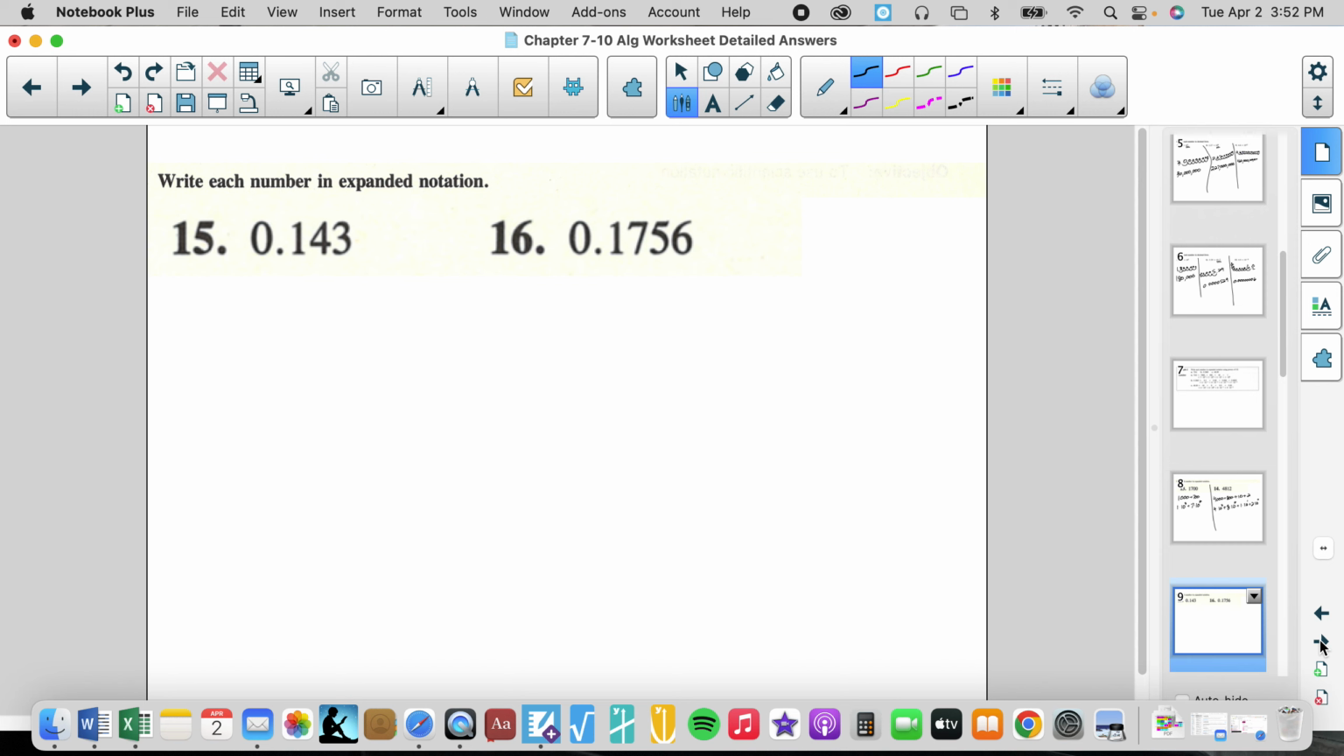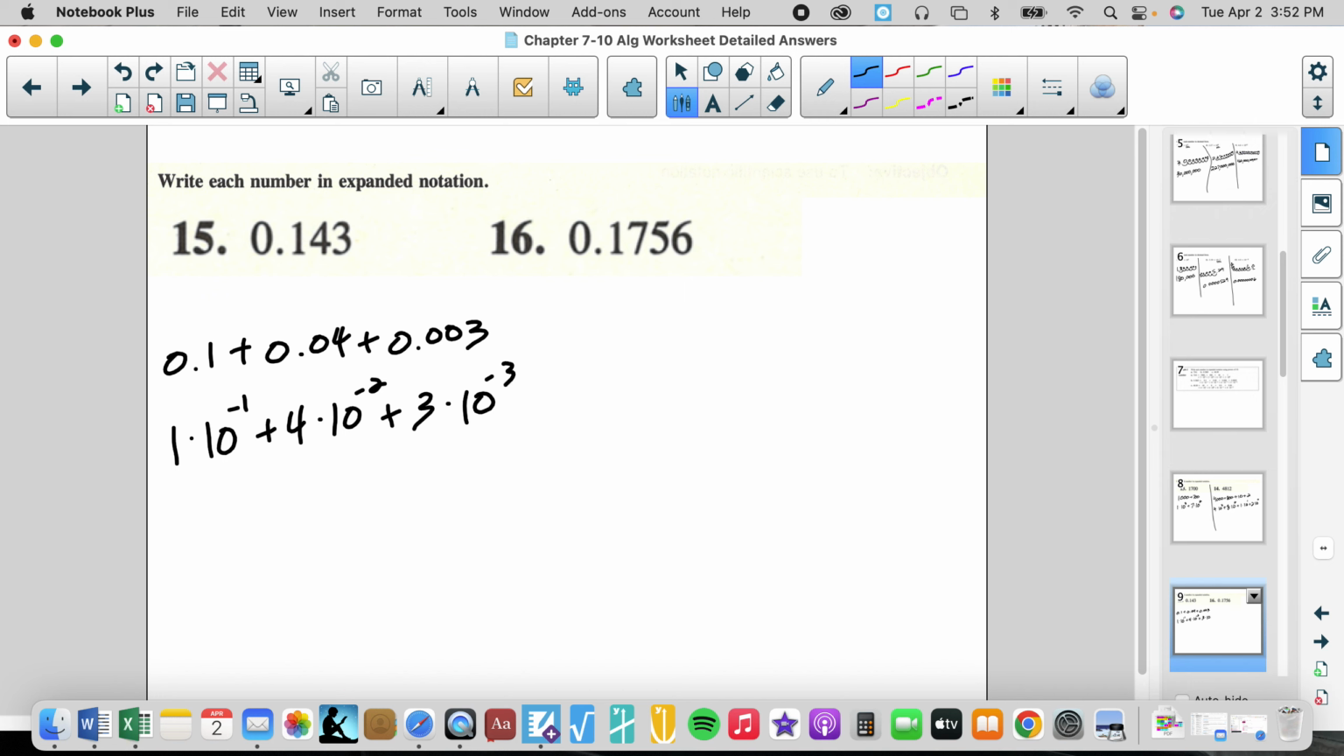All right, so this is 0.1 plus 0.04 plus 0.003. So how do we write that? 1 times 10 to the negative 1 plus 4 times 10 to the negative 2 plus 3 times 10 to the negative 3. I mean, it's so weird. Why would I want to write this?